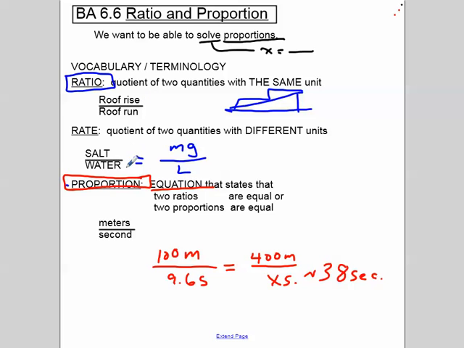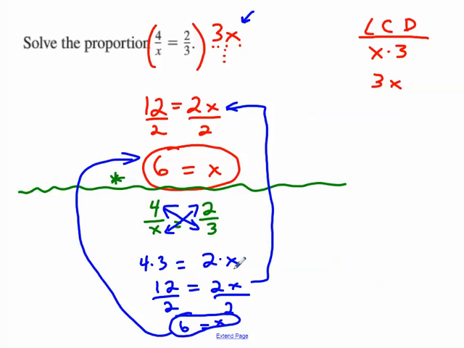A rate is the same idea of a quotient, but with different units. A proportion sets a ratio equal to a ratio or a rate equal to a rate, and then we can solve by cross multiplying. Right here we can solve by cross multiplying. 4 times 3 equals x times 2, or 2 times x, then we just solve our equation.